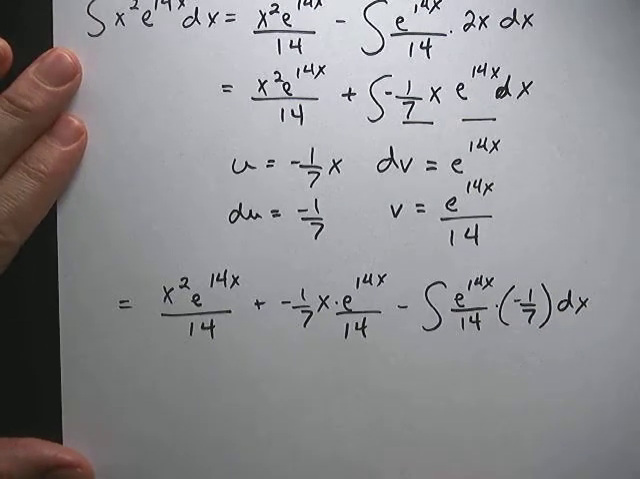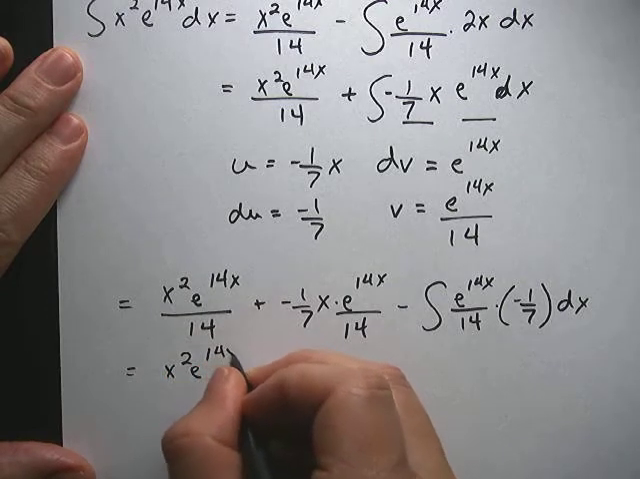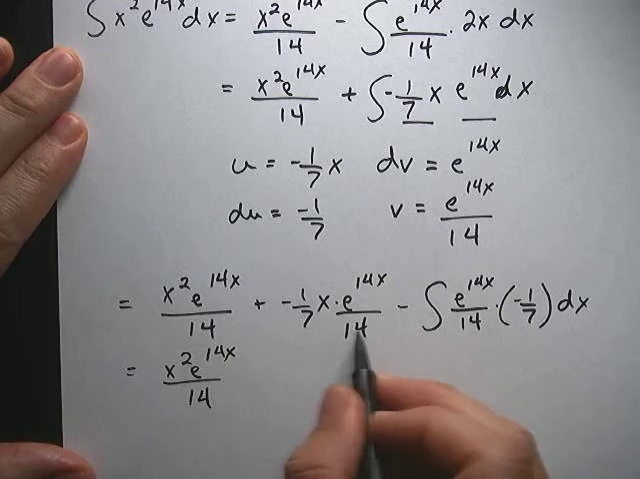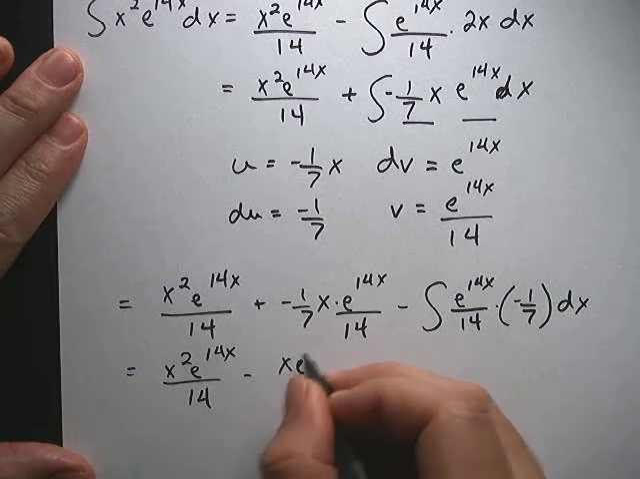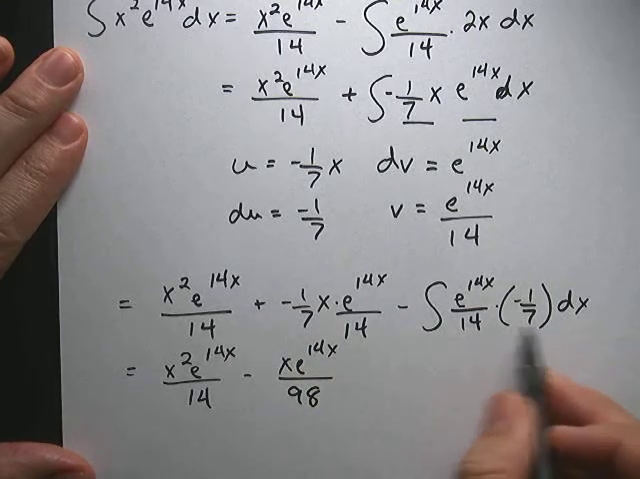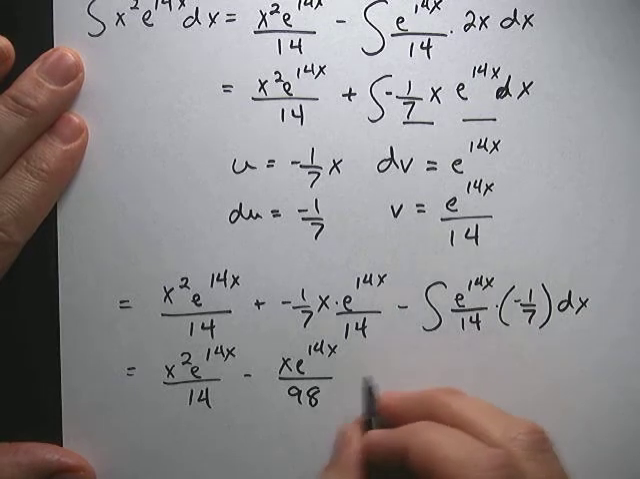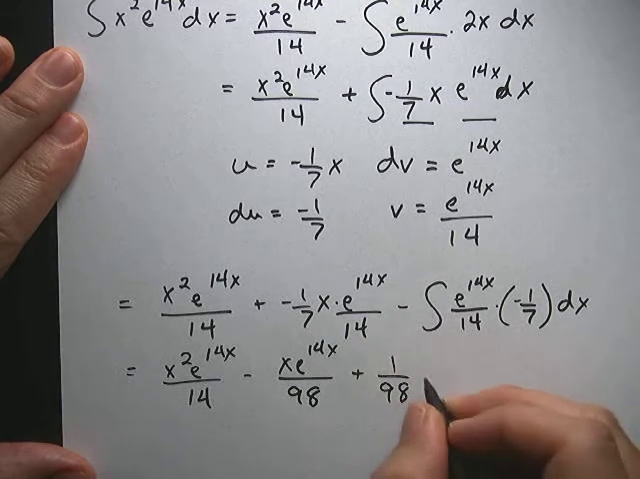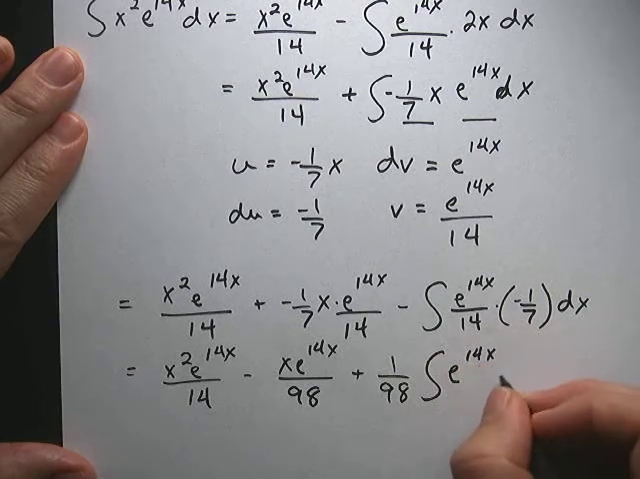Okay, let's clean that up a little bit. Again, the first term stays the same. For this one, we'll need to multiply these denominators. That's going to be 98. So minus x e to the 14x over 98. Same thing here, this is a 98. We've also got a negative and a negative here, so that becomes positive. So plus 1 over 98 times the integral of e to the 14x dx.